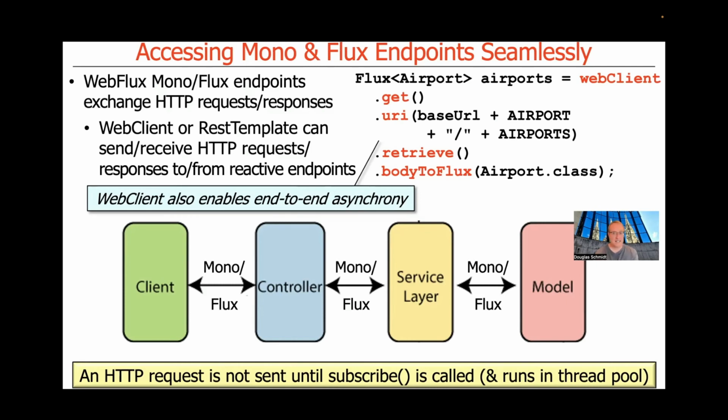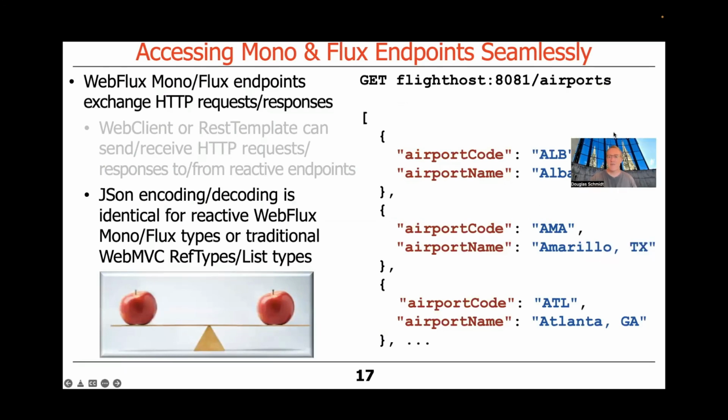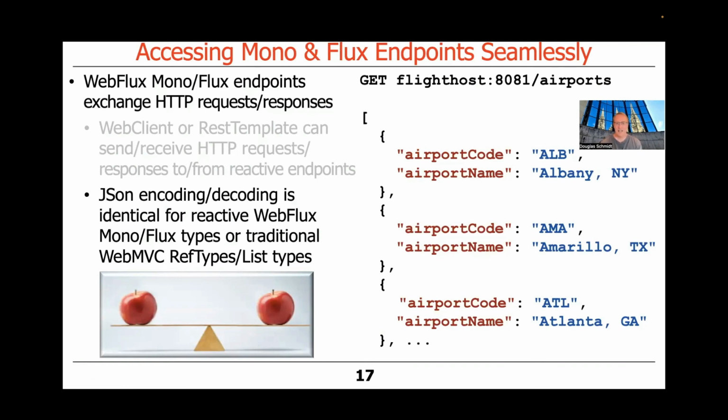And nothing happens. Everything's lazy until subscribe is called. And once subscribe is called, then everything starts in motion and it all runs asynchronously. And there are thread pools in several places that are all handled magically, which is pretty cool. So what's important to note here, and this is kind of what I was talking about earlier, is that the JSON that's sent back and forth, which is actually what's flowing between the client and the server using HTTP, is identical. The JSON, the encoding, the decoding is identical for reactive, WebFlux, and mono types, as well as the traditional WebMVC ref types and list types.